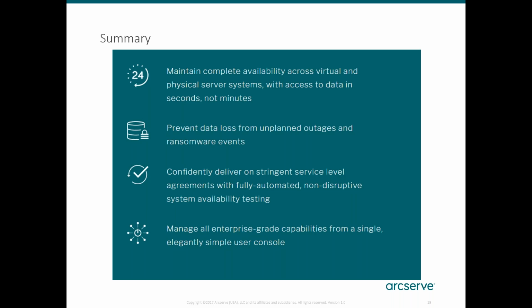Now to summarize, RHA provides companies complete availability for not only virtuals but also for physicals. But the main availability that we do is to minimize the data loss and the downtime. It prevents data loss, it prevents ransomware attacks, and you can recover as quickly as possible from ransomware attacks and unplanned outages. It does deliver stringent service level agreements for you, so you can confidently deliver on that, and you make sure that you can recover the data in minutes, seconds, or whatever you set for the specific service. And it provides all the enterprise-grade capabilities that you would like to have from UDP from a single, easy to use console, not only for the enterprise but also for the mid-market and for the SMB side of things.